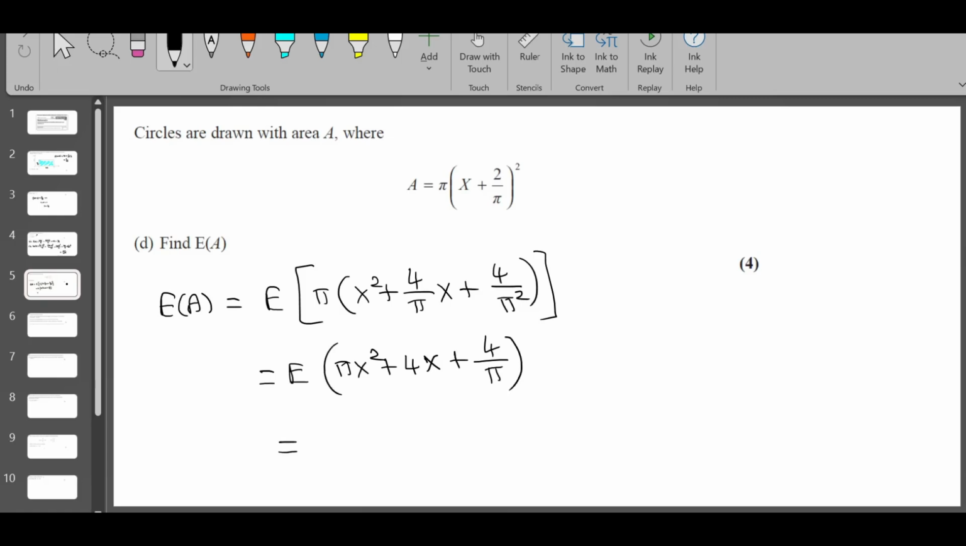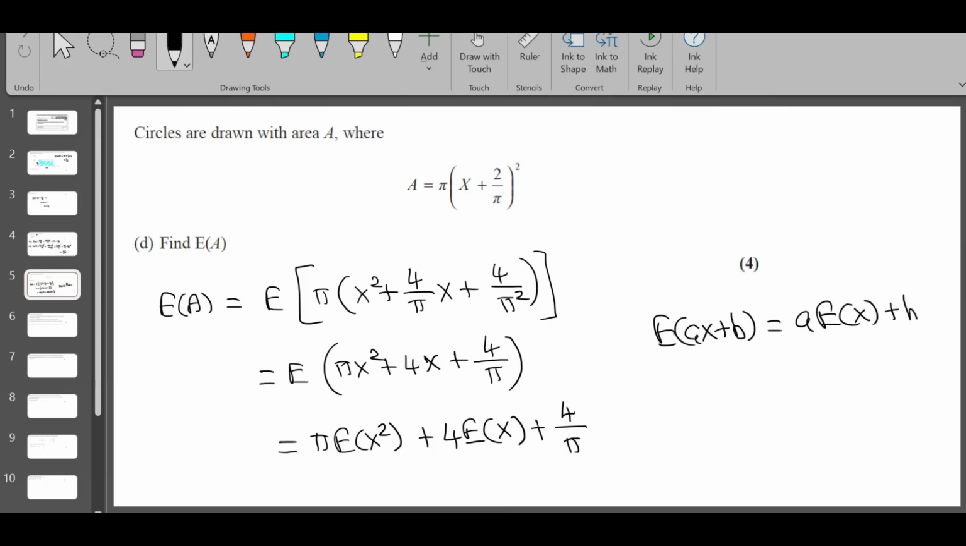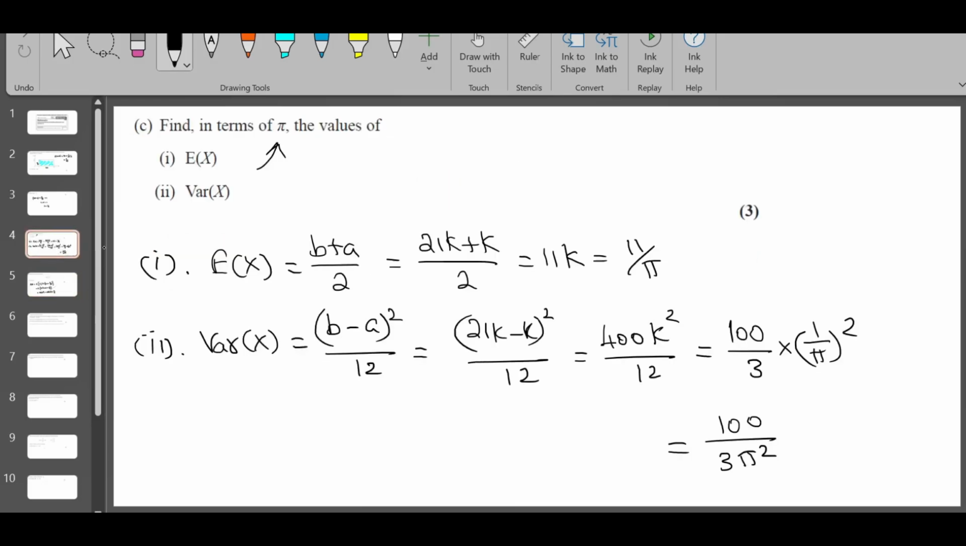And then apply the formula. You can write this as pi E of x square plus 4 E of x, and in the third term there is no x, so just write it as 4 over pi. It's the same as writing E of aX plus b in S1 as a E of X plus b. It's the same thing actually. We know the value of E of x from the previous part, and we know variance of x here. Using these 2 values, we can find E of x square first, right?